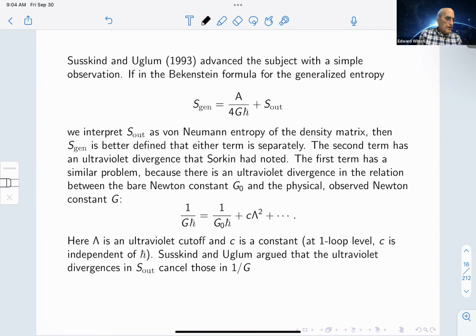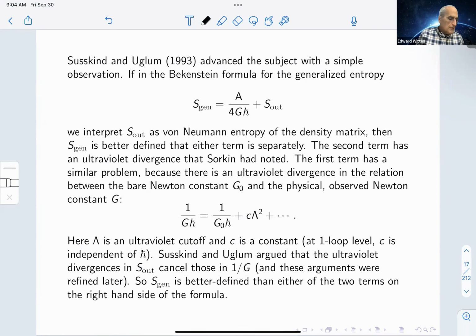Susskind and Uglum argued that the ultraviolet divergences in S out cancel those in the area term that come from divergences in 1/G. These arguments were refined later. So it came to be understood that the generalized entropy is better defined than either of the two terms on the right-hand side of the formula.